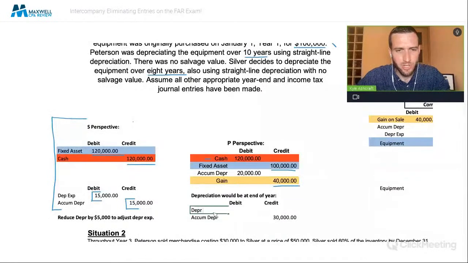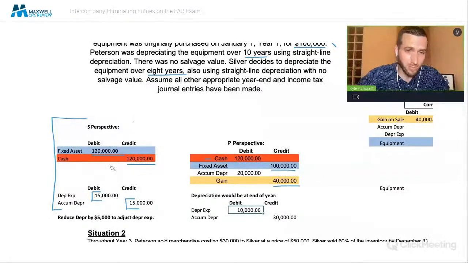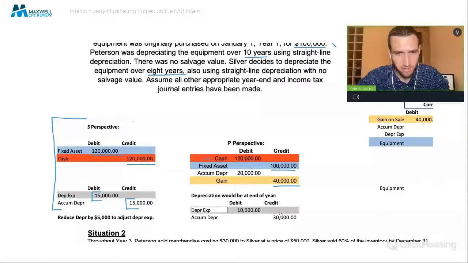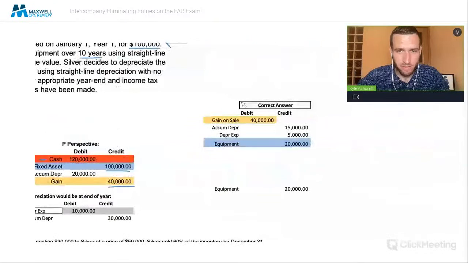And their depreciation expense for the year would have been just 10,000. And then what is it under the subsidiary's books now? Well, it said they were doing it over 8 years, so they just had this 15,000. So in terms of depreciation expense, it needs to be 5,000 more than we actually recorded it for here. So we need to debit it for 5,000.